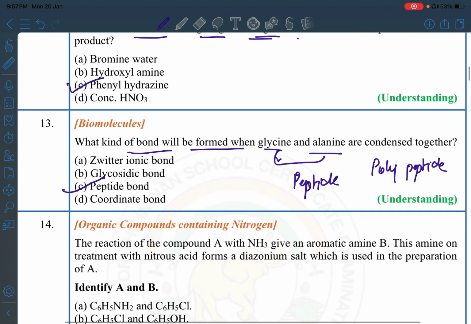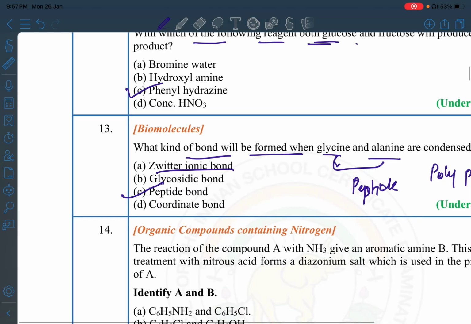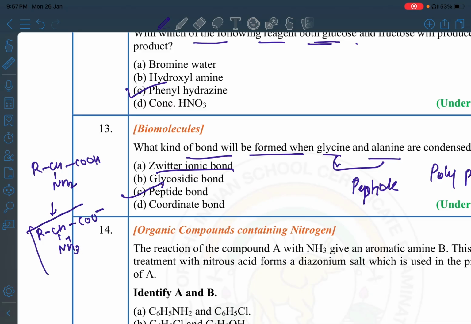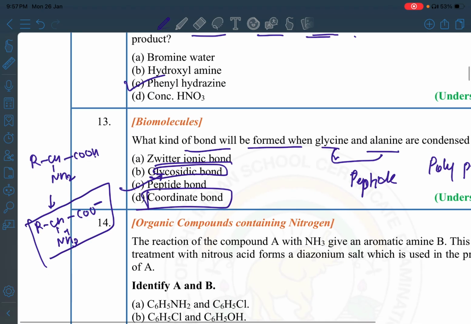Okay. Now what is a zwitterion? It is an ion which contains both positive and negative charge, like RCH, NH2 and COOH. Now this H plus goes here and it converts into RCH, NH3 plus and COO minus. This is a zwitterion. Okay. Glycosidic linkage is found in starch, and coordinate bond, this is a dative bond.